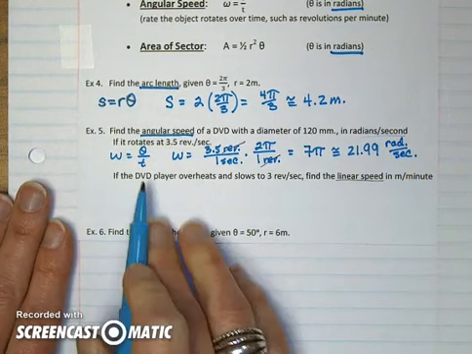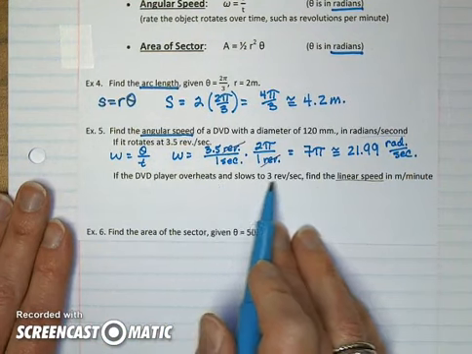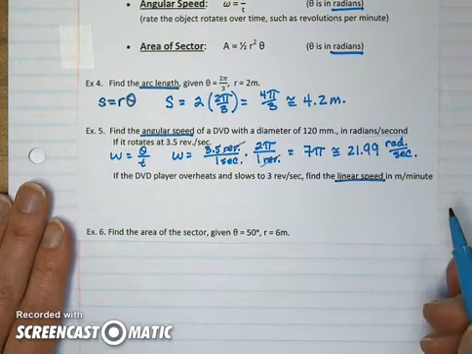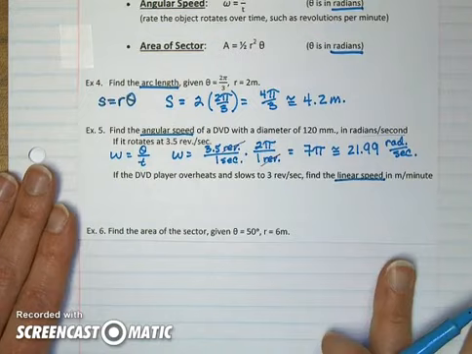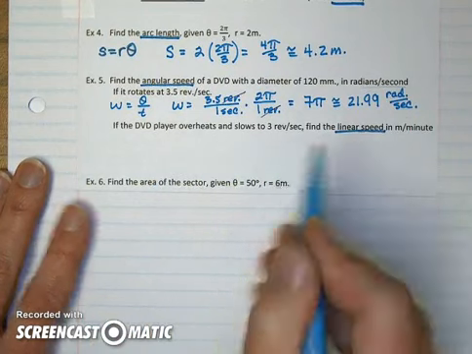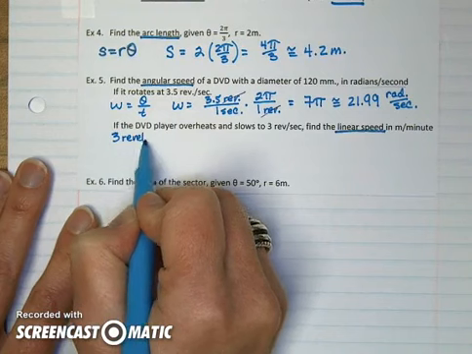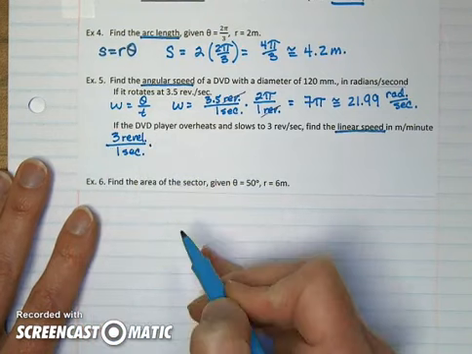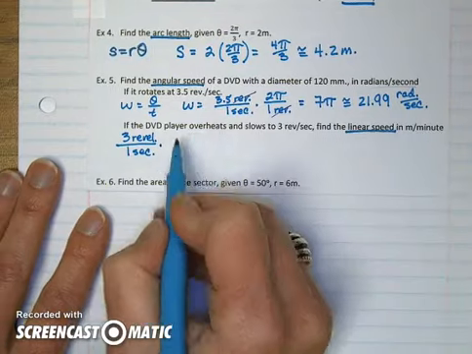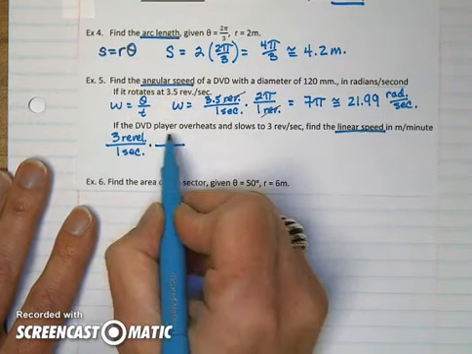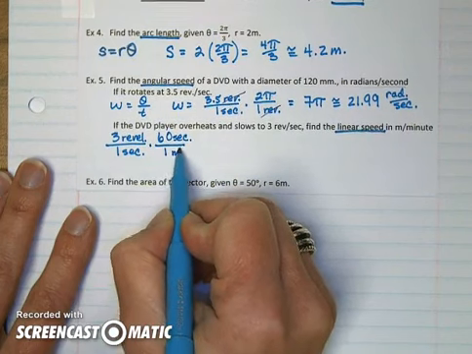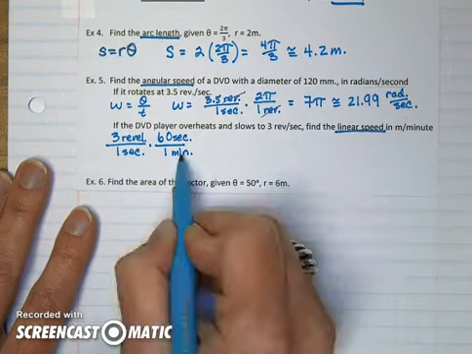Now, if the DVD player overheats and it slows to 3 revolutions per second, find the linear speed in meters per minute. So it is slowing to 3 revolutions per second, and I need to get from seconds to minutes. Let's do that conversion first, a little dimensional analysis here. If I have 60 seconds, my seconds is down here in the denominator, so I want those to cancel. That's 1 minute. Now I've got my minutes in the denominator. That's where I want them. My seconds are now gone.